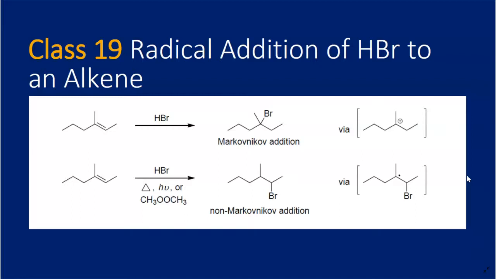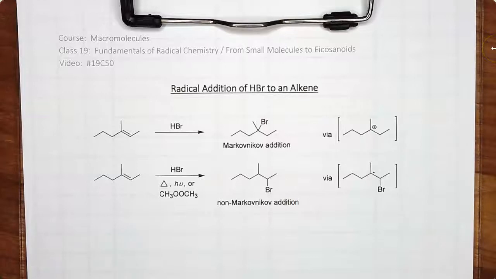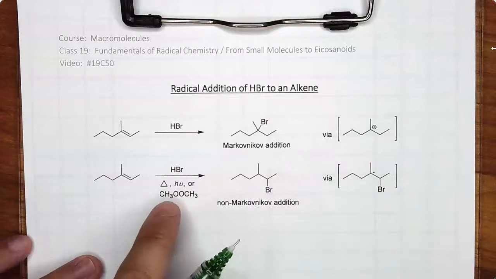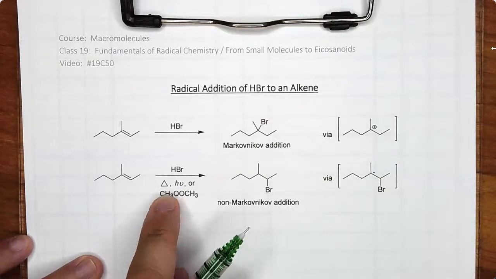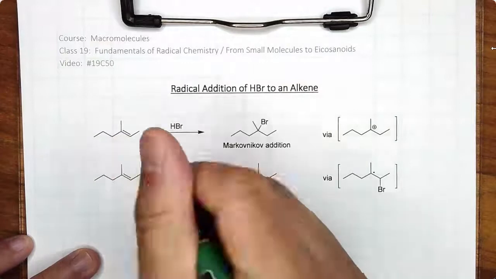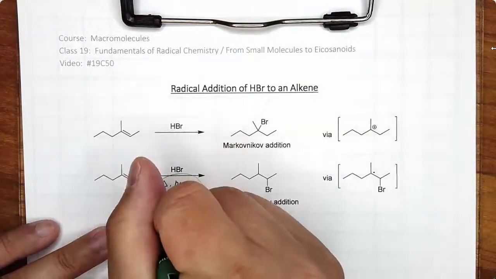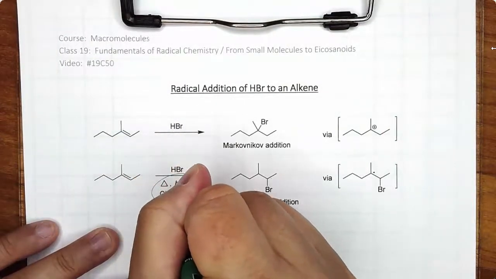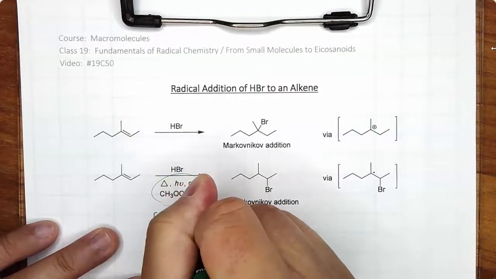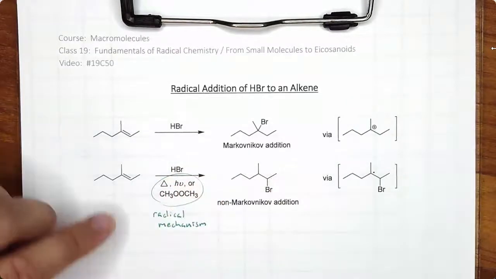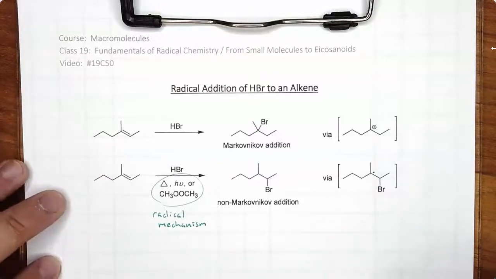And we're going to see how by adding peroxides or light or heat we can switch the mechanism from an alkene addition mechanism to a radical mechanism. So I mentioned that we could switch the mechanism by using light or peroxides or heat, switch it to a radical mechanism, whereas this first reaction is an alkene addition.